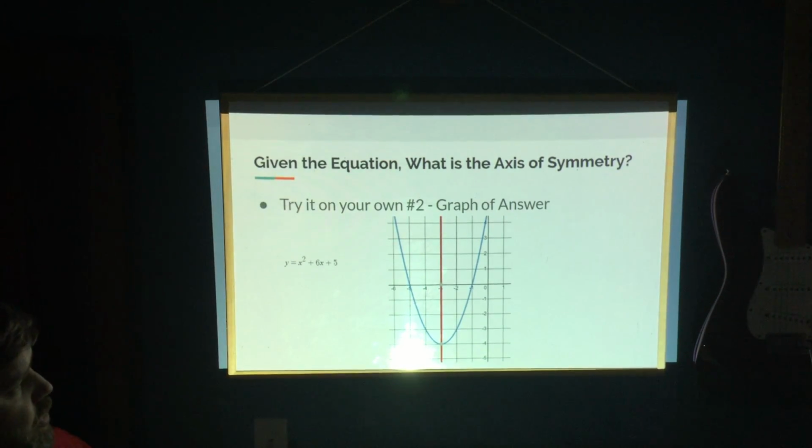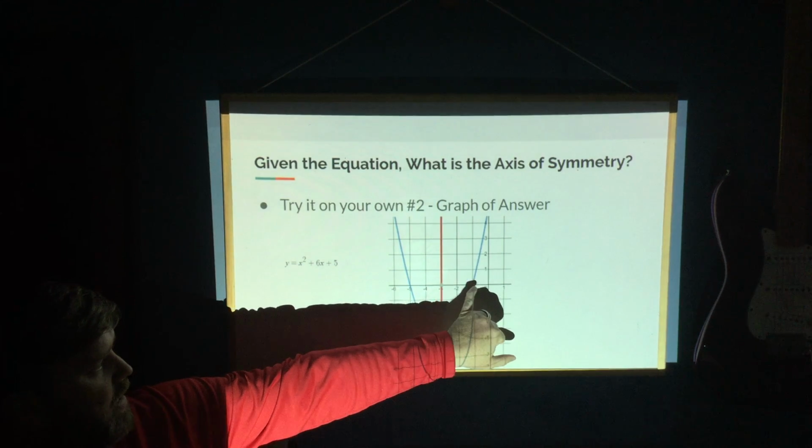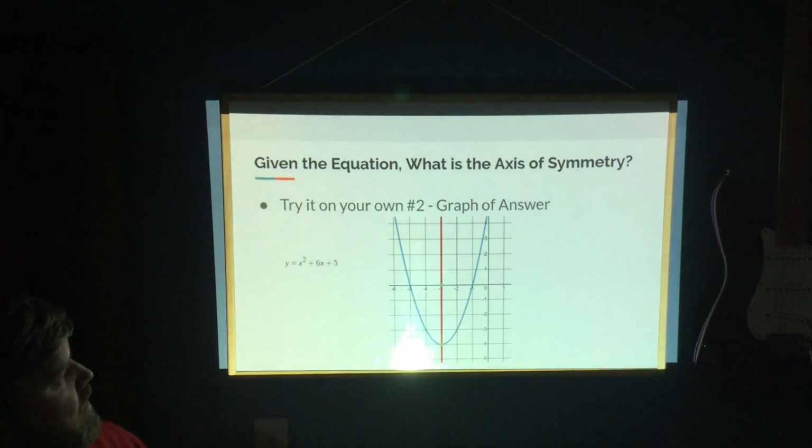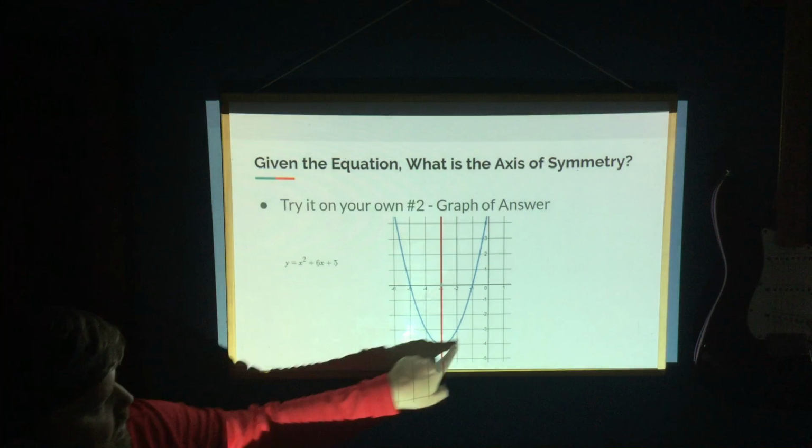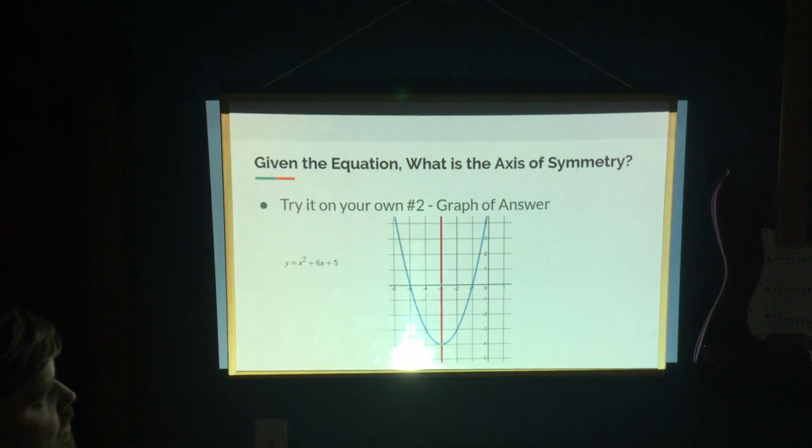And there's the graph again to prove it. So there's the origin, negative 1, negative 2, negative 3. All right, there's the graph of the parabola, and then the axis of symmetry going right through the middle of it.